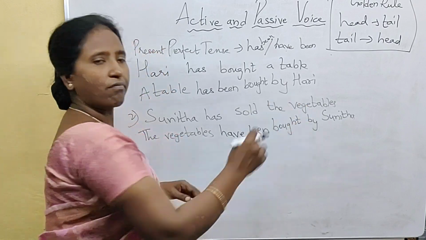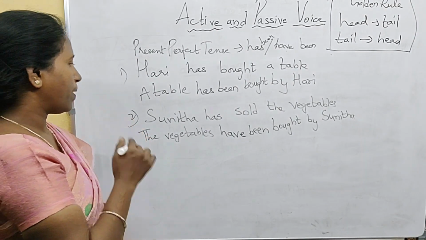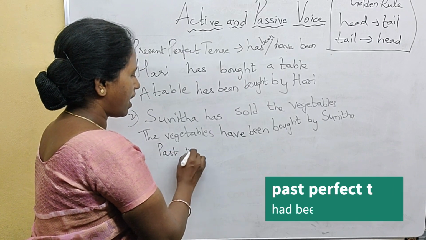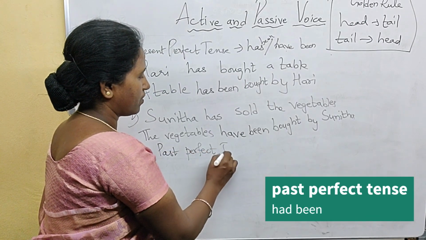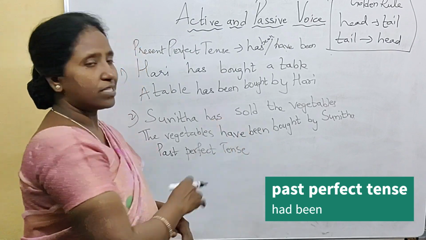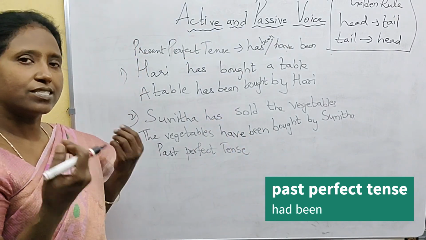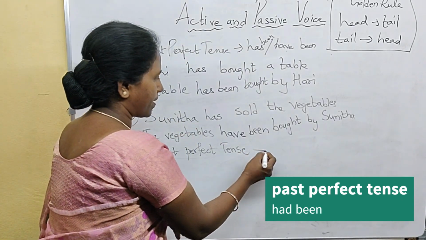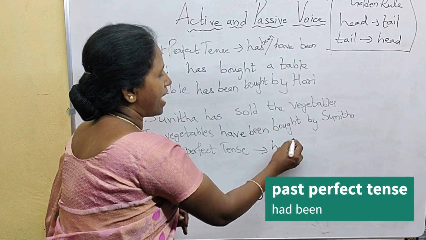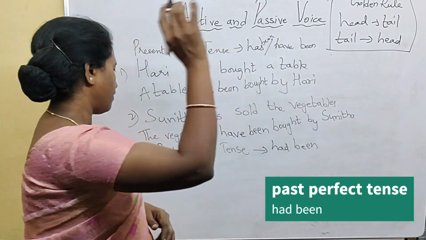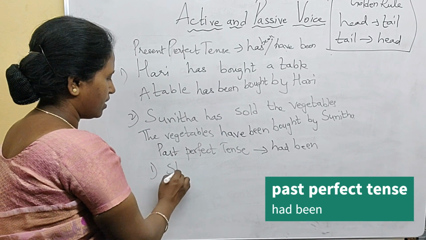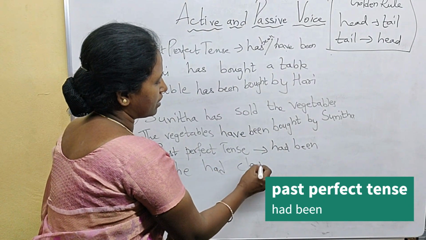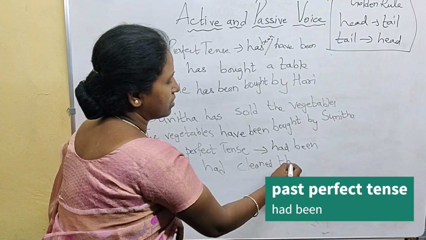bought by Sunita. Okay. And now to the past perfect tense. Past perfect tense is nothing but had plus V3. Okay. The best part of past perfect tense is that whether it is singular or plural, you will use had only. Okay, if it is in past perfect tense, you will use had been. For example, if I say, she had cleaned the room.